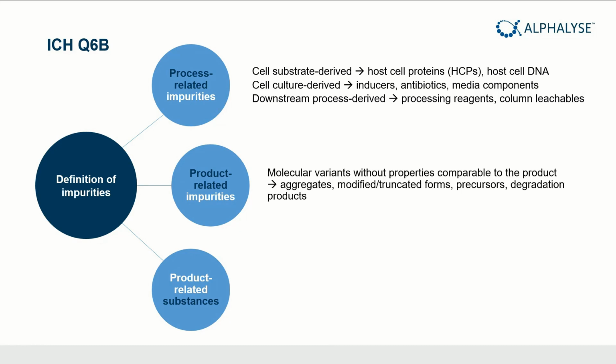Then you have the product-related impurities. These are defined as molecular variants of the drug substance without properties comparable to the product. So these could be aggregates, modified or truncated protein forms, precursors, or degraded products.